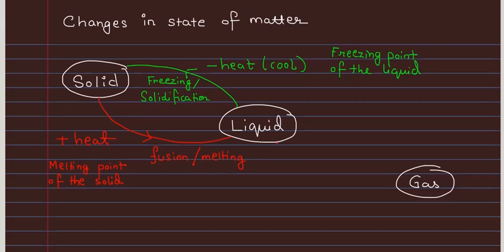In a similar manner, when we heat a liquid in order to convert it to its gaseous state, we do that via a process which is known as vaporization or boiling, and this happens at a particular temperature which is known as the boiling point of the liquid.